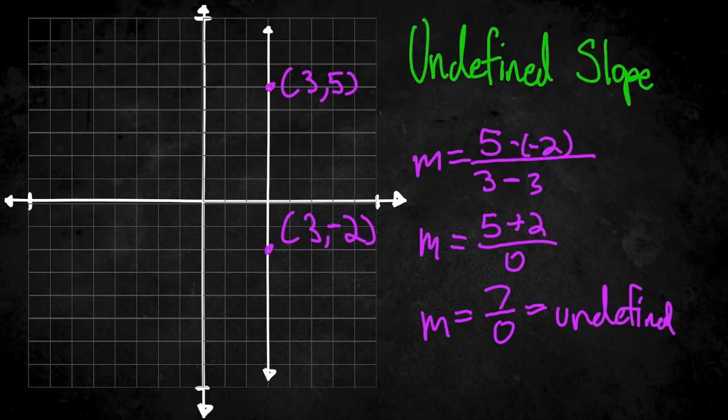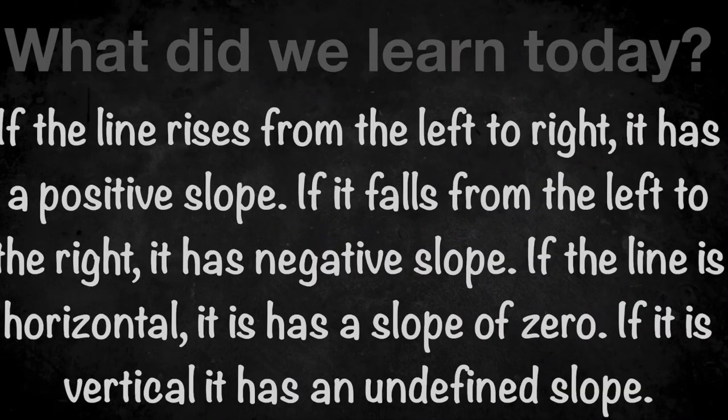Now that we have solved this problem, let's review what we learned today. We learned if the line rises from the left to the right, it has a positive slope. If it falls from the left to the right, it has a negative slope. If the line is horizontal, it has a slope of 0. If it is vertical, it has an undefined slope.